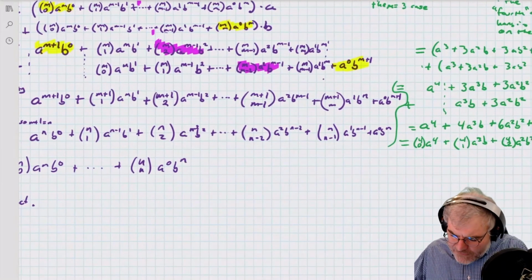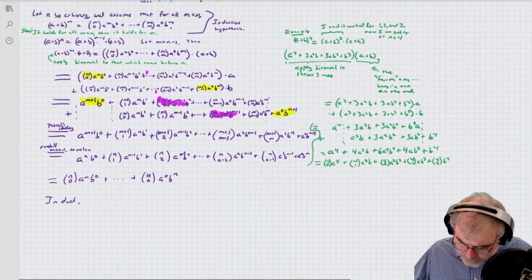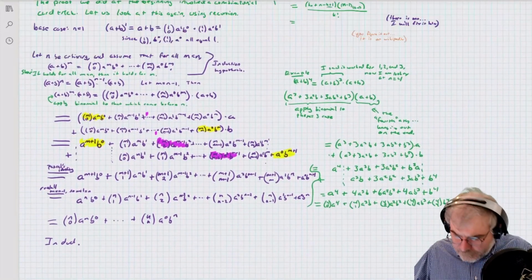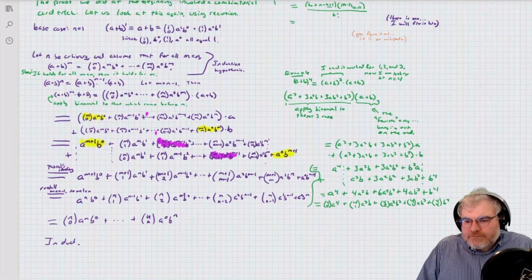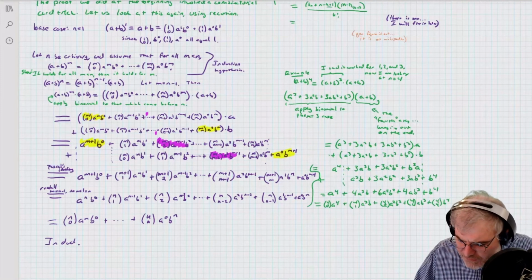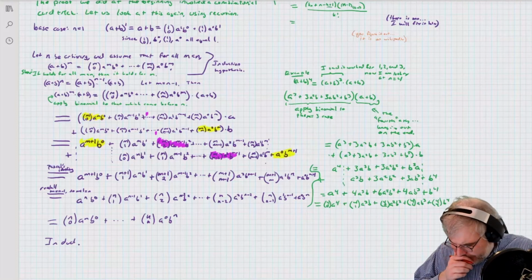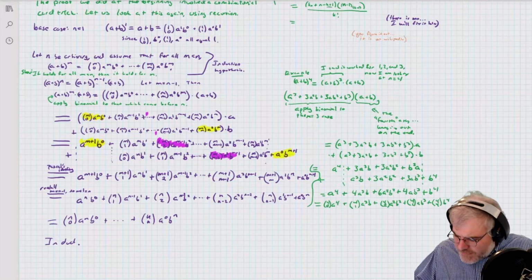How do we feel about that? What we were looking for was to show that if it held for m, then it held for n. Just like here, if I have it for 3, I get it for 4.